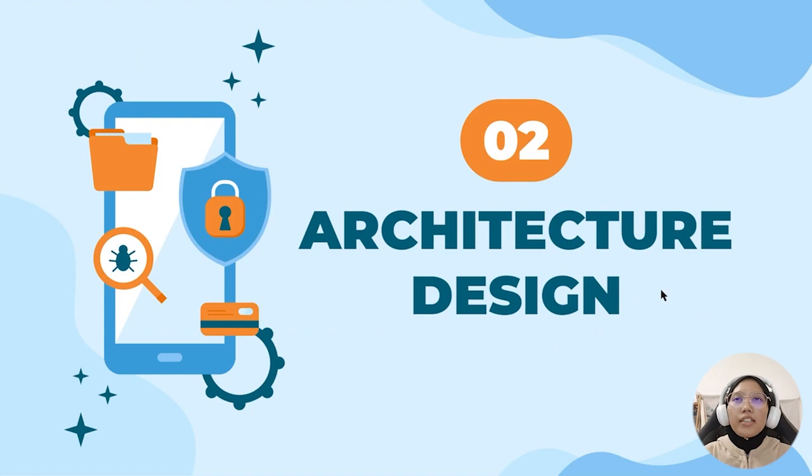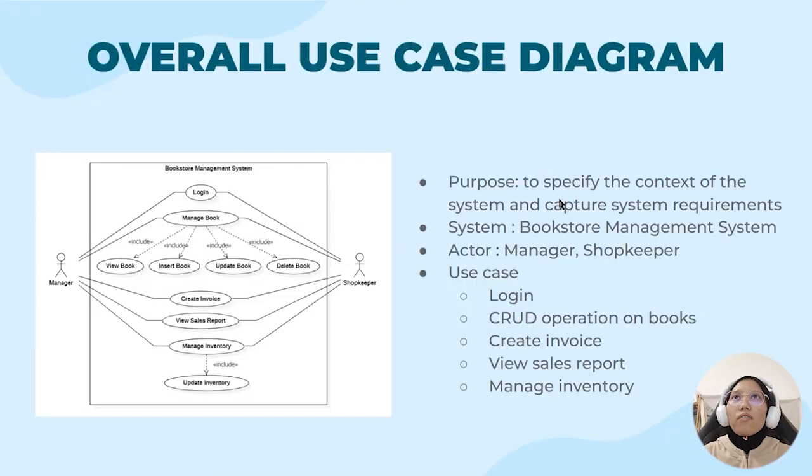Next is architecture design. So this is the overall use case diagram, and the purpose of UML is to specify the context of the system and capture system requirement. So this is our use case diagram. Basically, we have 2 actors, manager and shopkeeper, and we have this functionality: login, manage book, which includes view book, insert book, update book, and delete book. Next, we have create invoice, view sales report, and manage inventory, which includes update inventory.